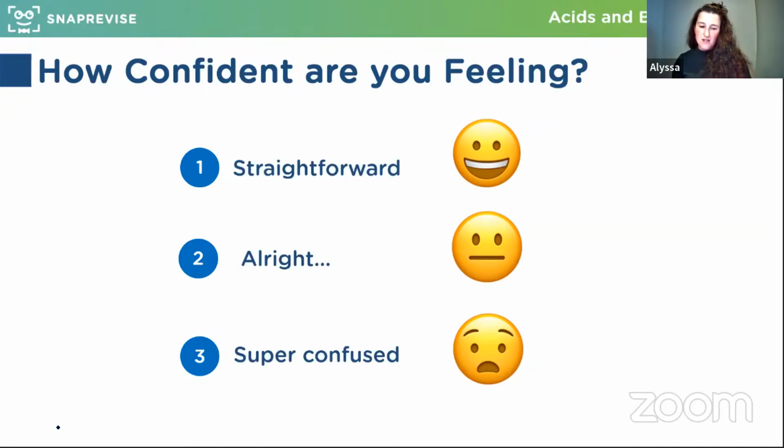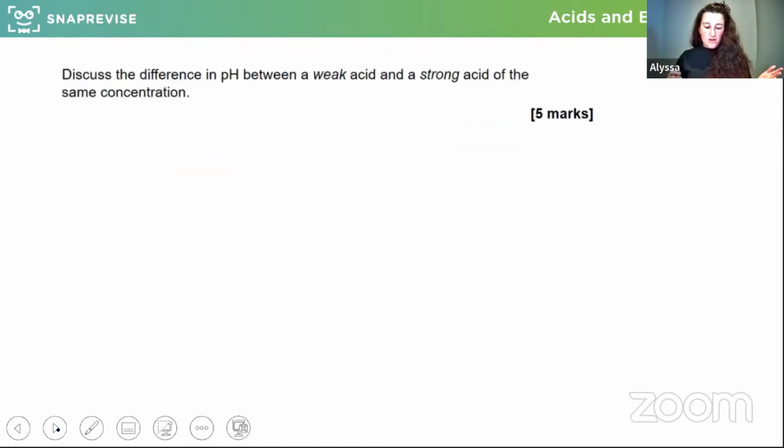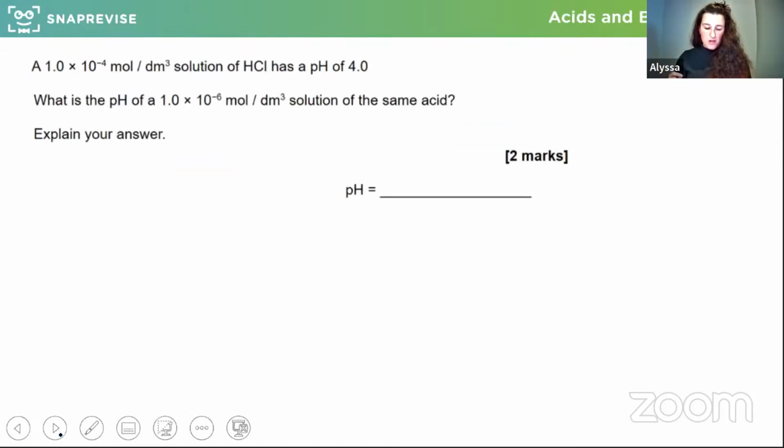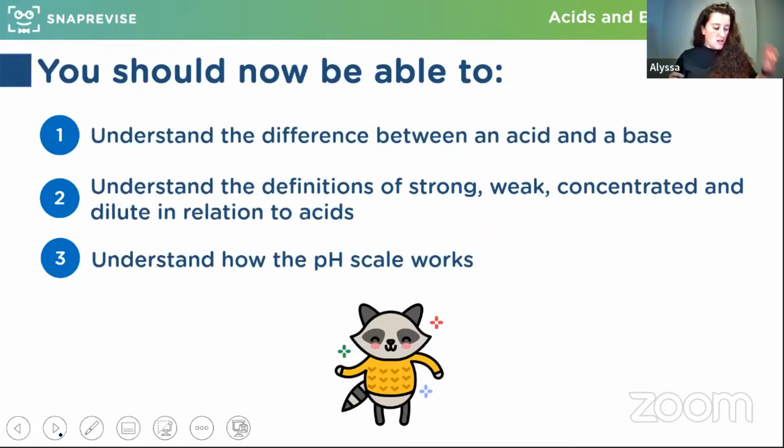Fantastic. So hopefully this has been useful. Apologies, we're not going to get a chance to do those exam questions, but hopefully you are now feeling more confident and able to understand the difference between an acid and a base, or an acid and an alkali. And hopefully you know how to differentiate between a base and an alkali. We can understand the definitions of strong, weak, and then concentrated and dilute in relation to our acids. And we can understand how the pH scale works.